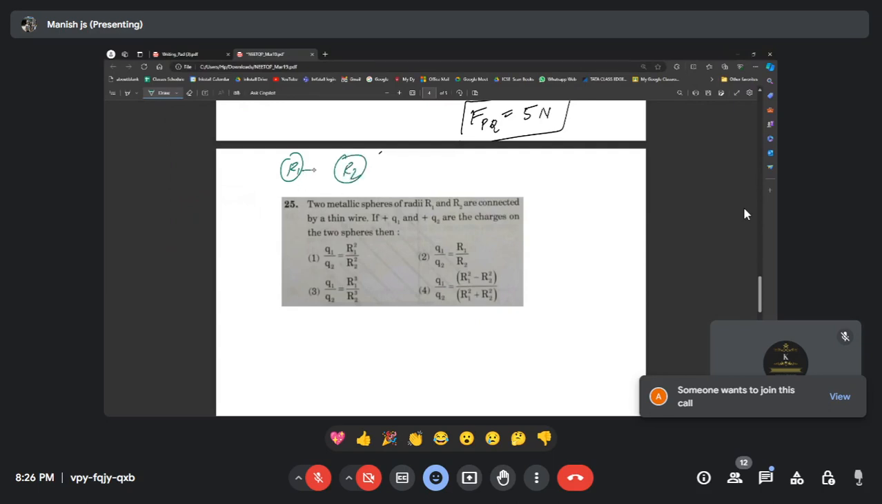You connect them by a thin wire. So charges plus Q1 and Q2 are on both the spheres. So the first one is plus Q1 and the second is plus Q2. Okay. These are the charges. Then which of the relations are true?